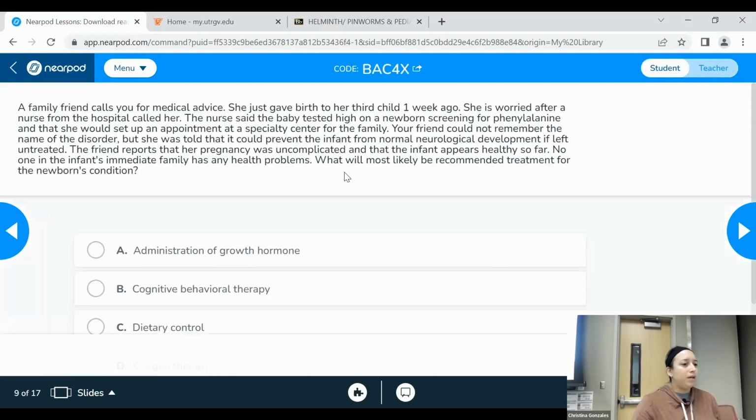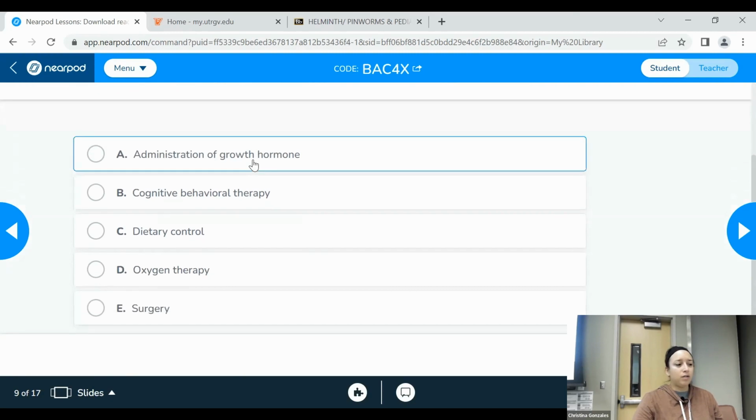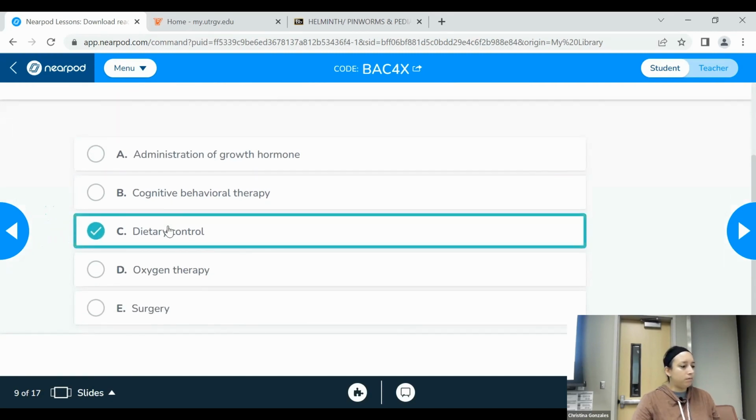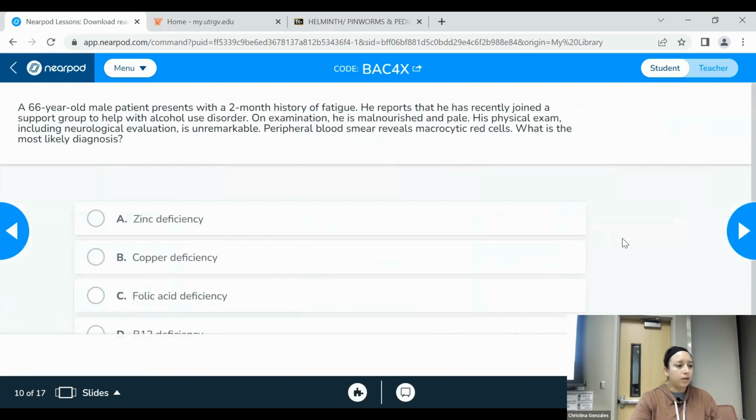All right, so this is a real case, a real vignette that I got from a QBank. When you read it, can you tell that it is PKU? Yeah, pretty easy, right? And so the dietary control, that's easy, right? That is a real case. So this is how familiar you have to be with it, okay? Here's another one.